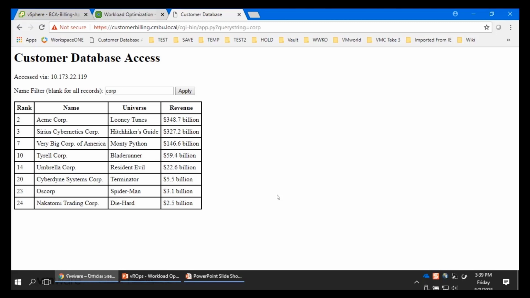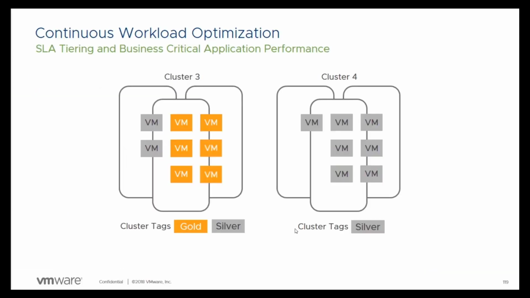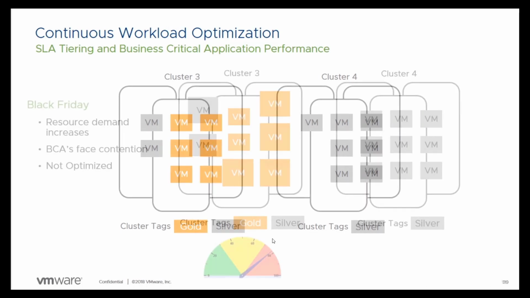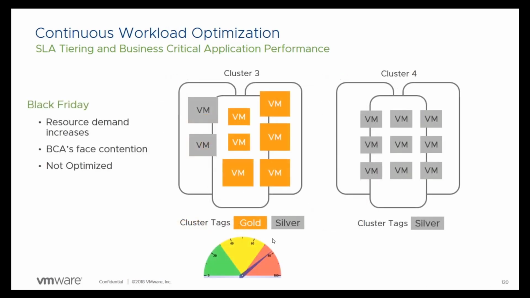Let's go ahead and roll the clock forward. So now this is the situation we're in. Again, this is a large retail customer, and of course everything's fine until Black Friday comes along. And when Black Friday comes along, you can see there's an increase in resource demand across a number of the different applications. And now cluster 3, which is my gold cluster, is struggling to meet all the resource needs, and we're ending up with contention.